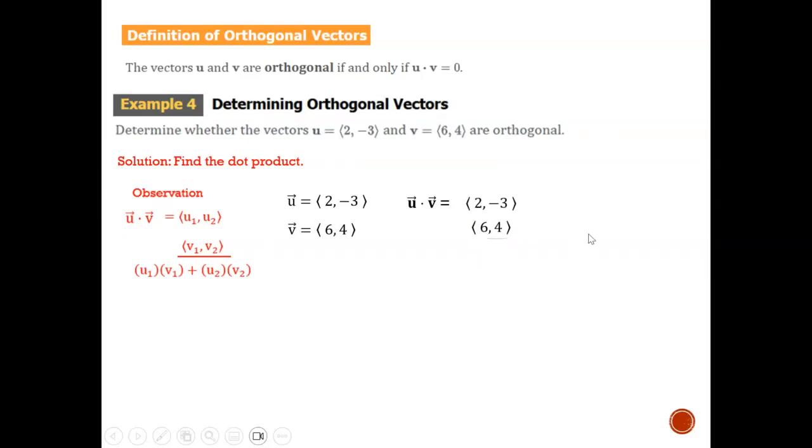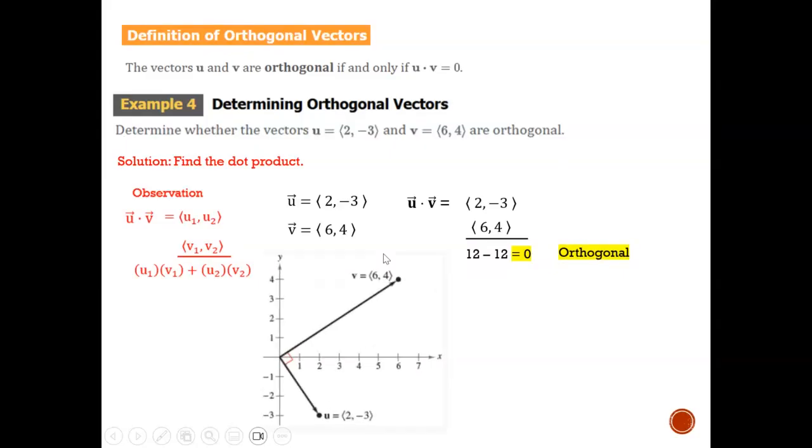Here we go. 2 times 6 will give us 12. And -3 times 4 will give us -12. So the answer is 0, right? So that means these are orthogonal. Another word for orthogonal is perpendicular. Okay. So these two vectors are orthogonal, or they're perpendicular. You see, and there they are. See, they're perfectly perpendicular.